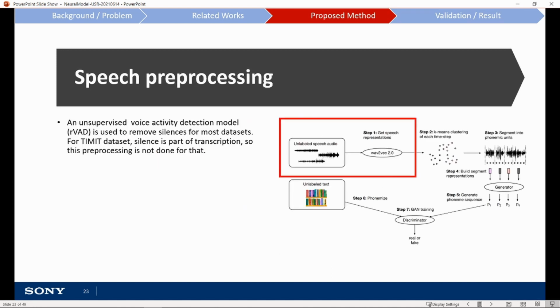Before processing, there is some pre-processing applied to the speech. An unsupervised voice activity detection model is used to remove silences from most of the datasets, but for one of the datasets, silence is part of the transcripts. So a silence token is part of the phoneme vocabulary that's used to represent phonemes. So this pre-processing is not done for that dataset. I'll mention the datasets later as well.